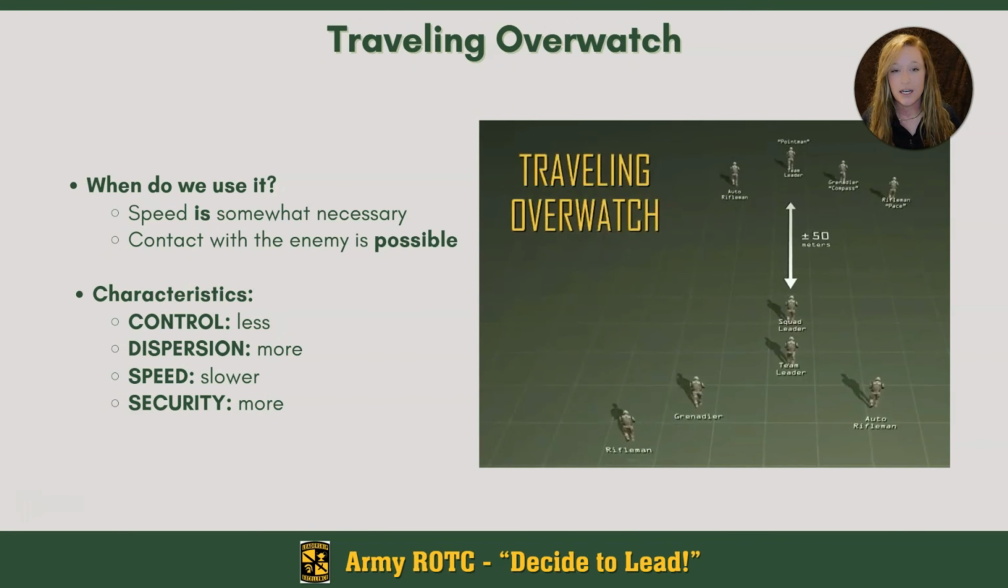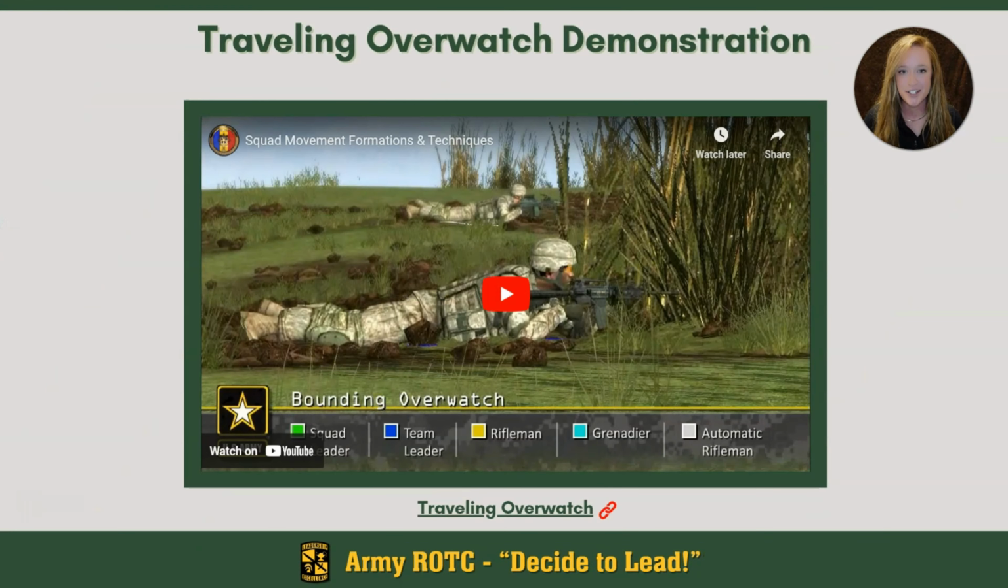So with that, going into the characteristics, you can see the control is going to be just a little bit less because people are spread out more, which means the dispersion is going to be more, spreading people out over further distances. Your speed is going to be just a little bit slower because you want to be more aware and alert of your surroundings, because enemy contact is more possible, right? And then the security, it's a lot more just because you have a bigger footprint, so you're able to secure more space around you. So let's watch this quick demonstration of what traveling overwatch would look like.